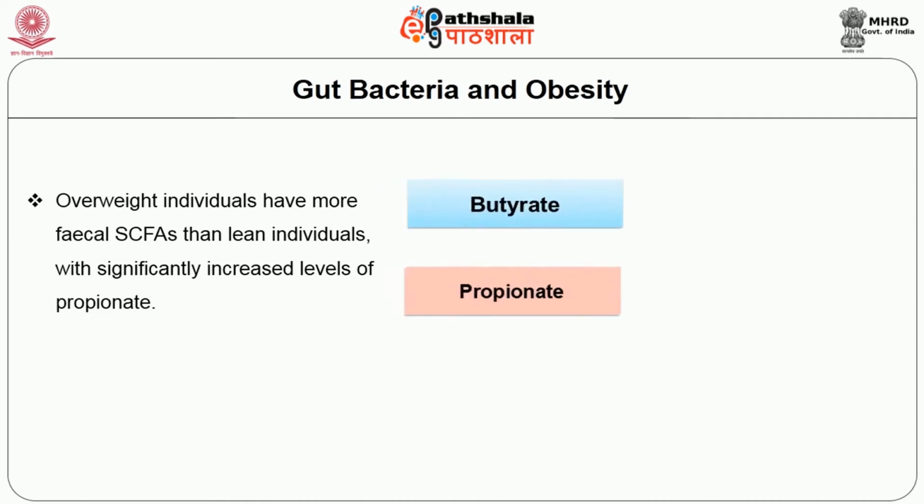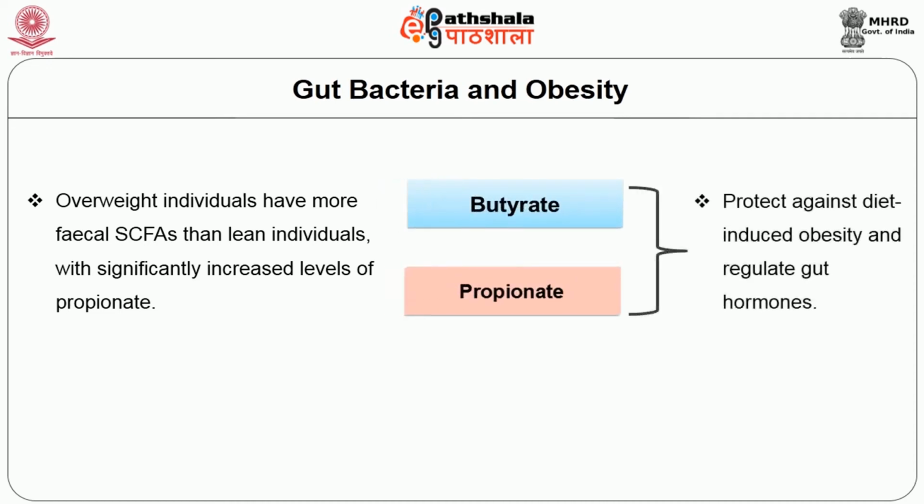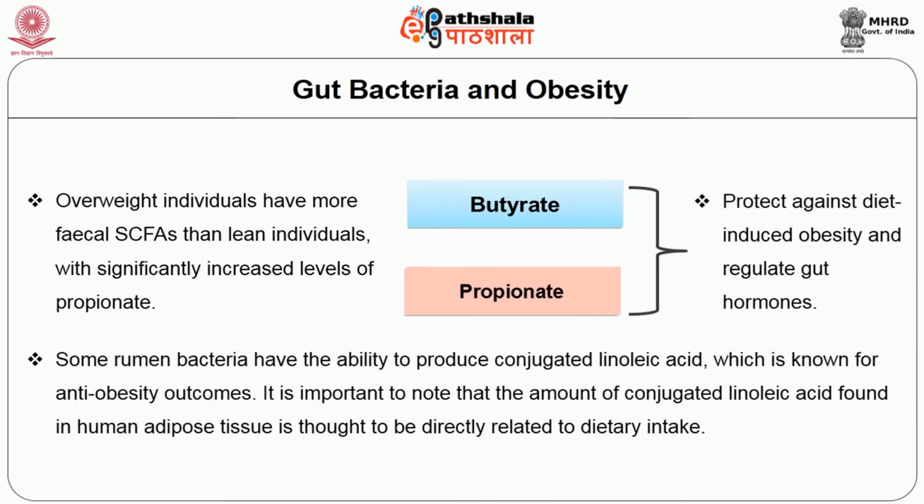Butyrate and propionate were reported to protect against diet-induced obesity and regulate gut hormones. Some human bacteria have the ability to produce conjugated linoleic acid, which is known for anti-obesity outcomes. It is important to note that the amount of conjugated linoleic acid found in human adipose tissue is thought to be directly related to dietary intake.